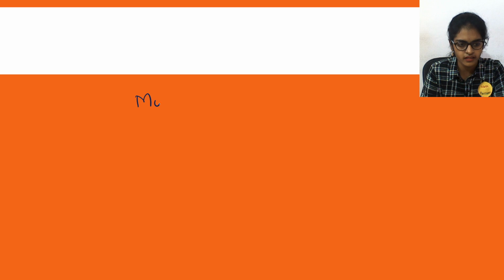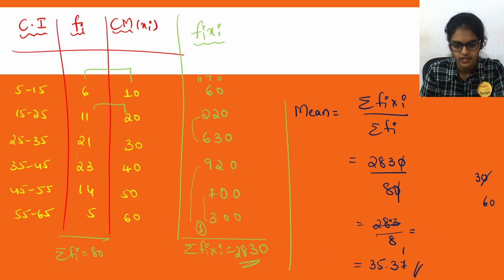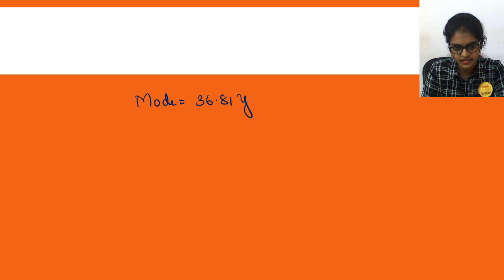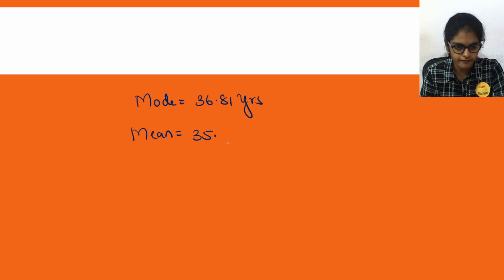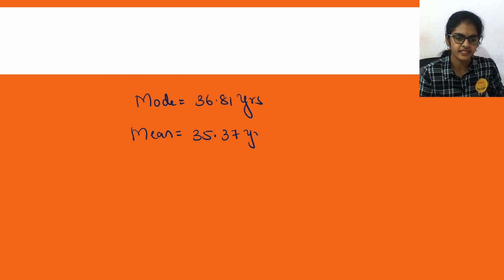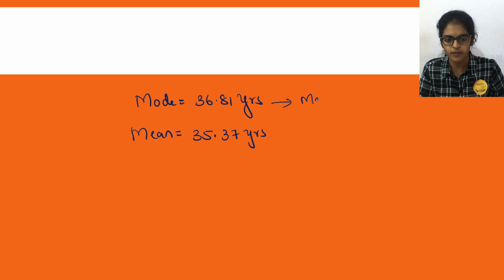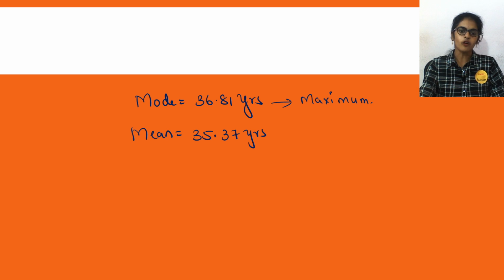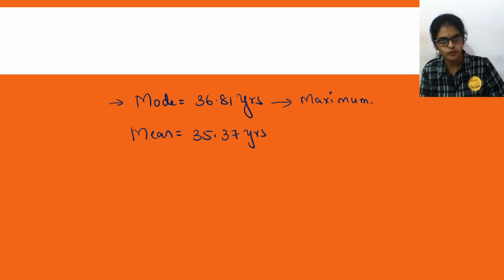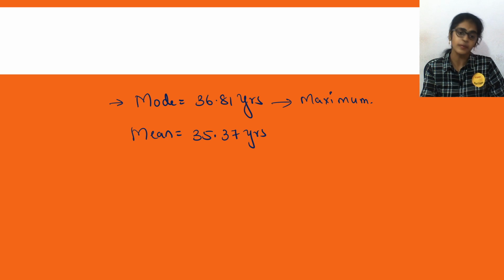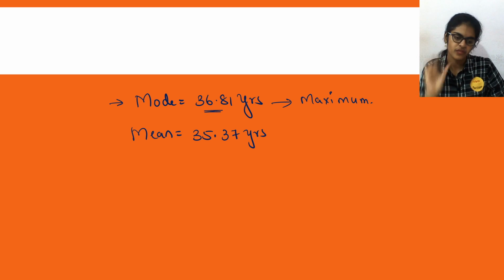So here we got the mode is equal to 36.81 years, and the mean you got is 35.37 years. Okay, so the mode is 36.81 approximately, and the mean age is 35.37 approximately. So which means the mode gives you the maximum number. Okay, which means the maximum number of patients admitted in the hospital are of the age group 36 years. Okay, 36 to 37 years.